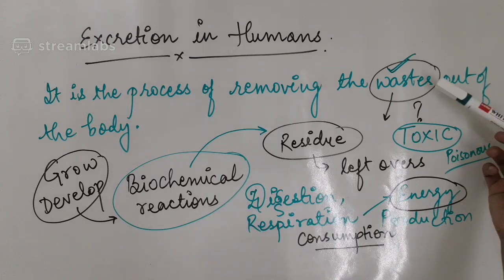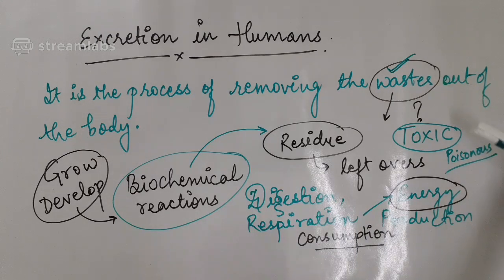Okay, all the waste products inside the body are toxic in nature, or toxic means poisonous in nature. If they remain inside the body, they may lead to various fatal disorders. Fatal means life-threatening. Now let us discuss the excretory products in humans.